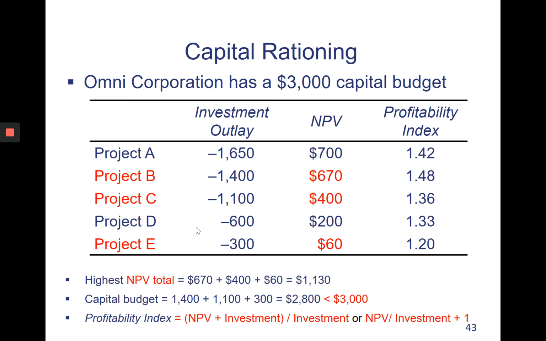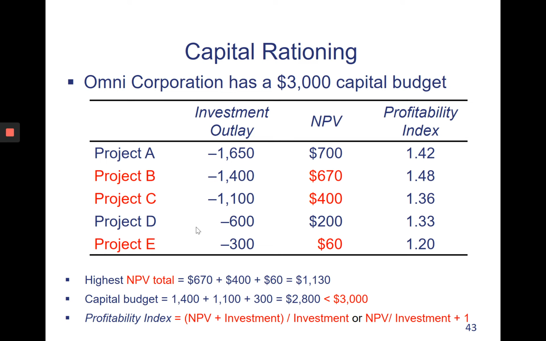So let's move to an example. Capital rationing. In this example, we have a corporation called Omni, and it has a $3,000 capital budget. Of course, the units could be thousands or different.